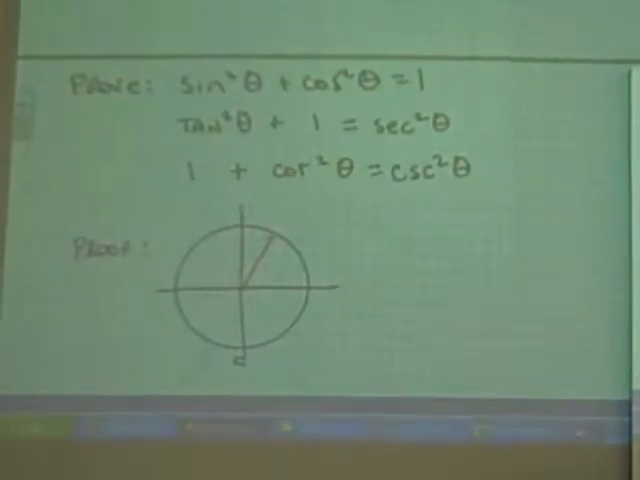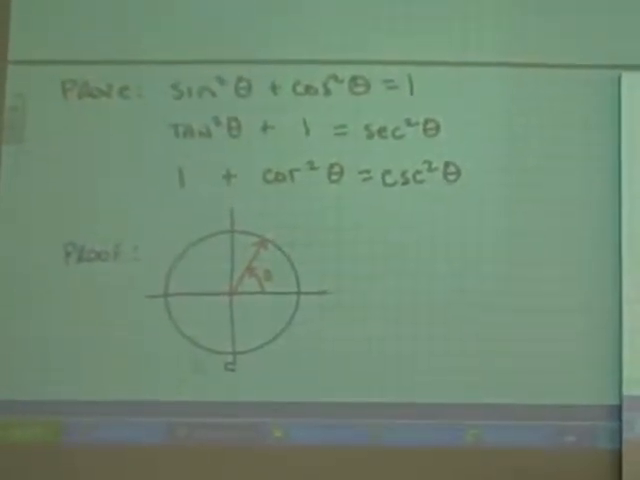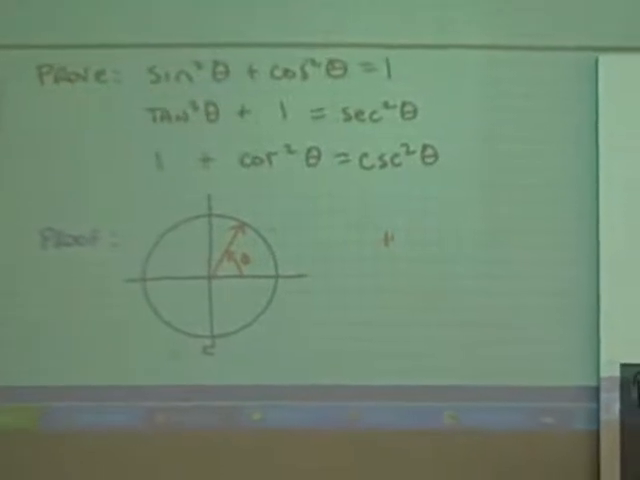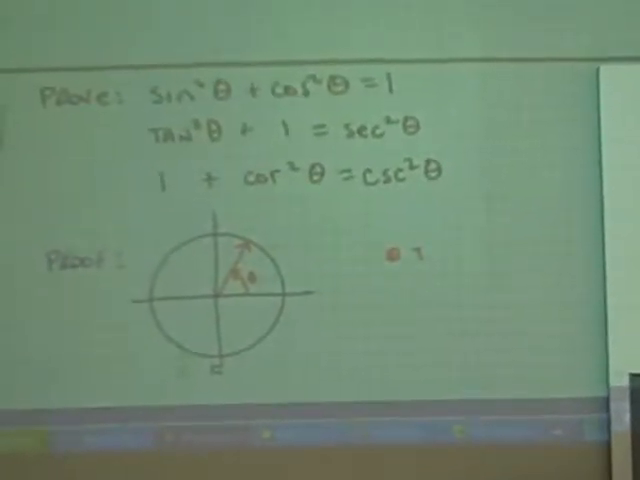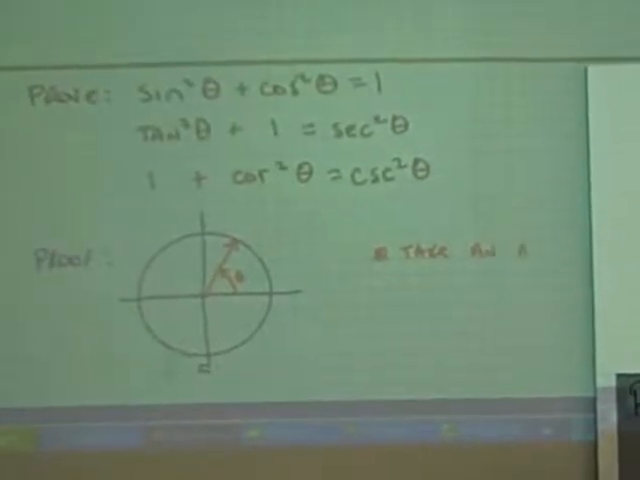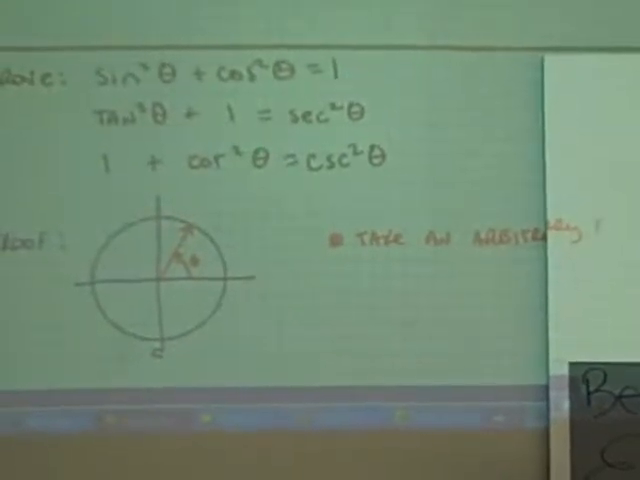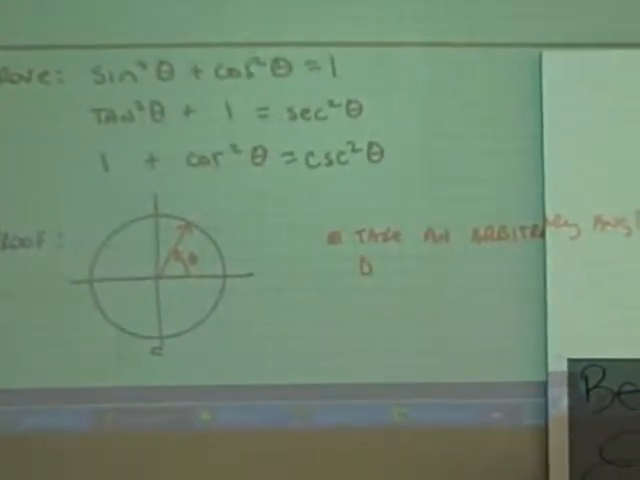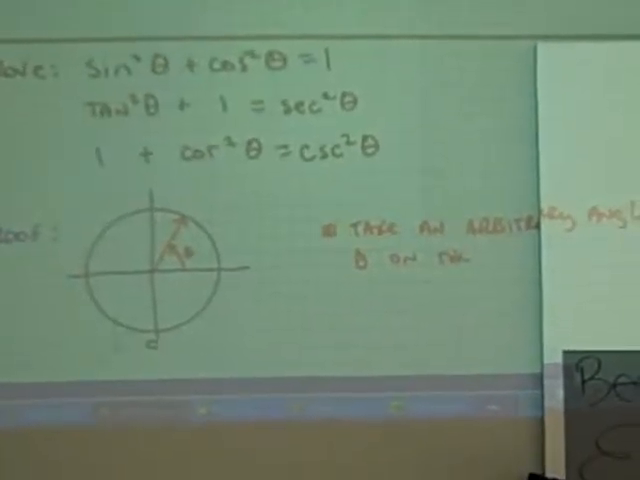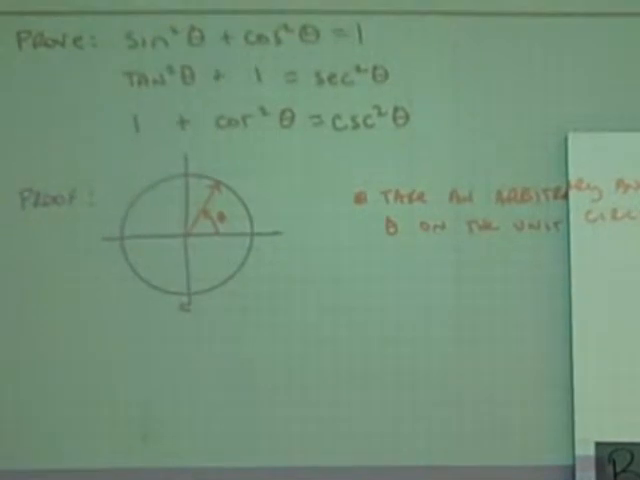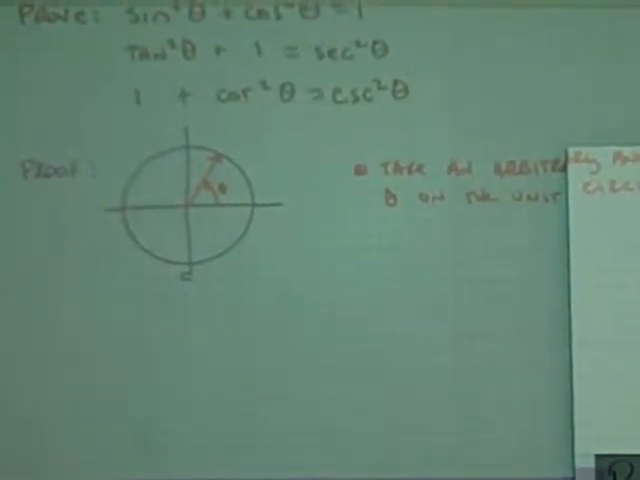Take an arbitrary angle theta on a unit circle. An arbitrary angle theta on a unit circle. How do you get the sine and cosine of that angle?